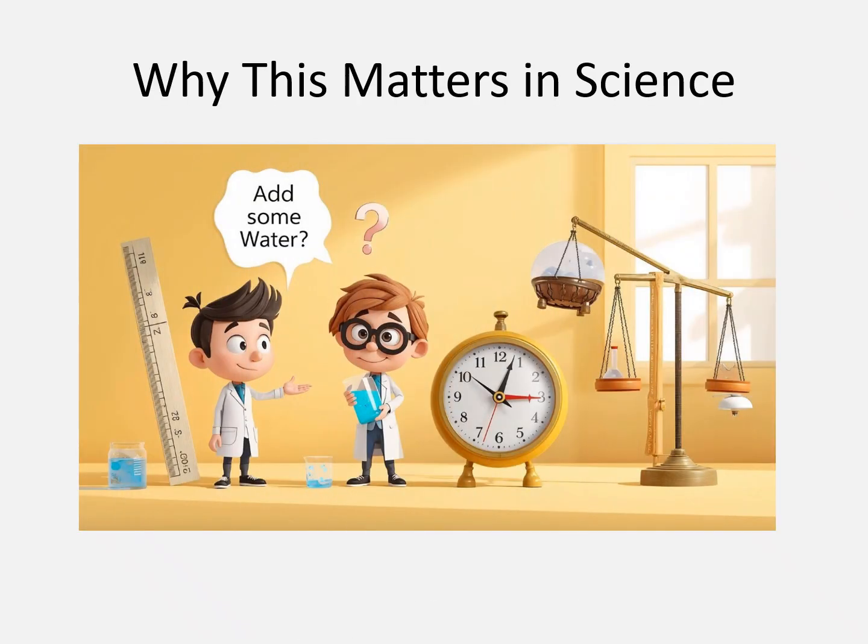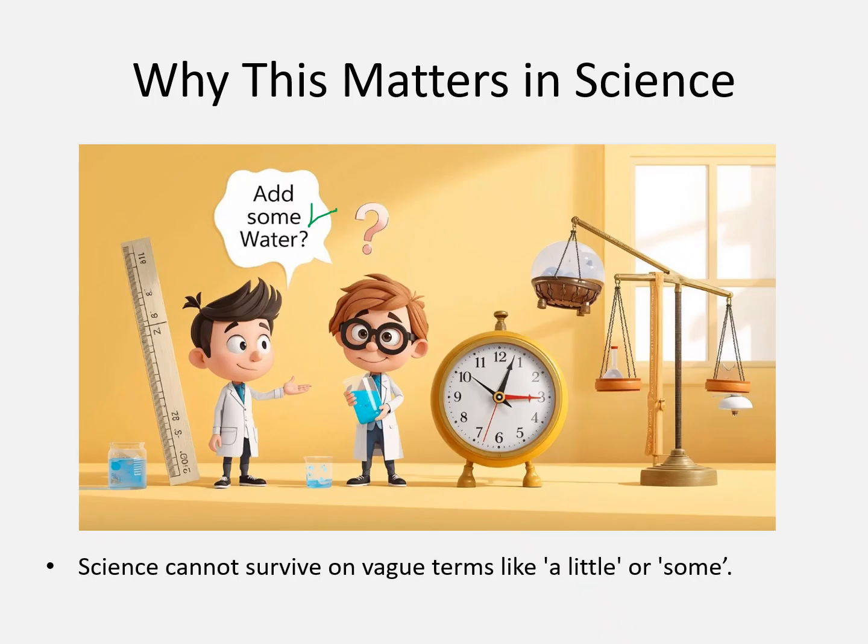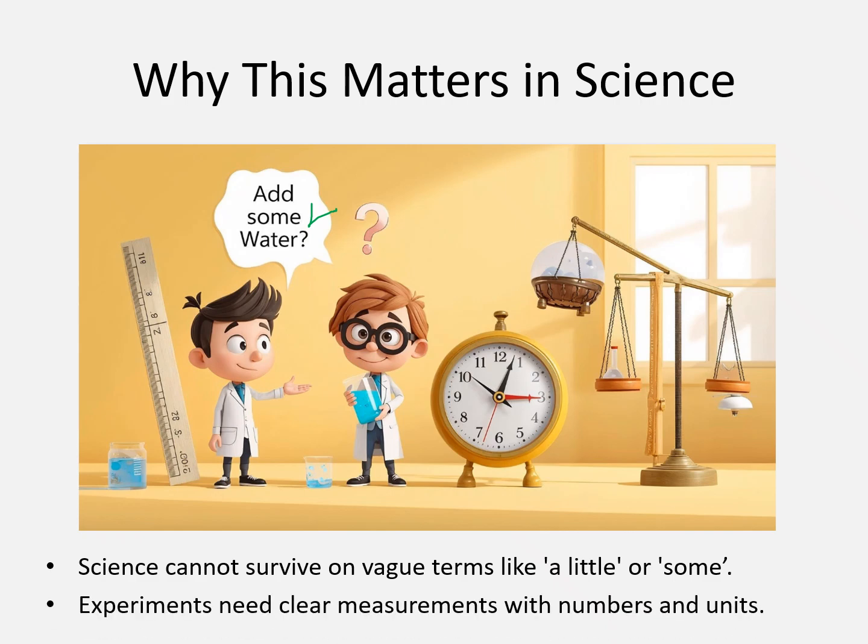As we already discussed, science cannot survive with terms like some and little of something. For our experiments to be correct, we need clear measurements with numbers and units. So, for our experiments to be correct, the measurements should be precise. And this precision matters a lot.